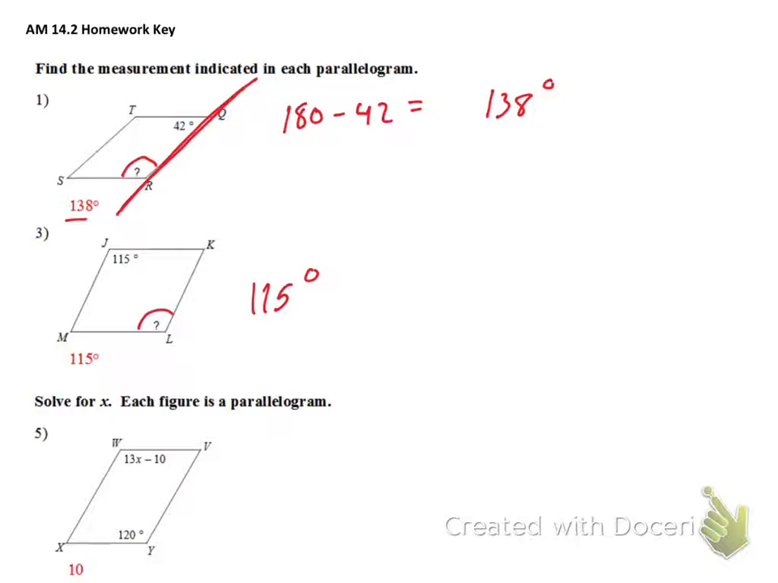For 5, each figure is a parallelogram. We've got to solve for x. These are opposite angles, so all I'm going to do is set these equal. 13x minus 10 is equal to 120. 13x is then going to be equal to 130, so x is going to be equal to 10.